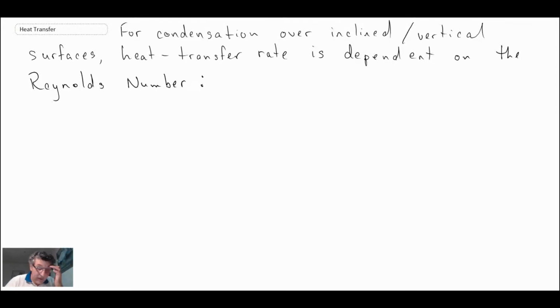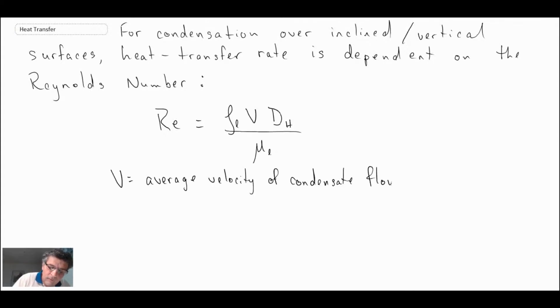Now, the thing about condensation, when we're looking at heat transfer with condensation, there are many, many different Reynolds numbers that we're going to be looking at, depending upon how you define it. But this is one definition of the Reynolds number. So V is the average velocity of the condensate flowing down the surface. Rho is the density of the liquid. Mu is the dynamic viscosity of the liquid.